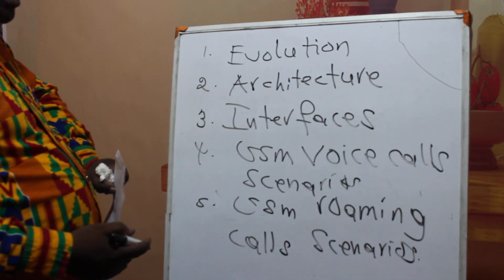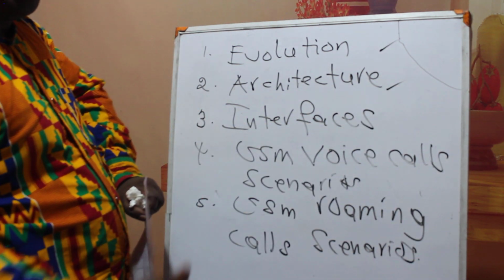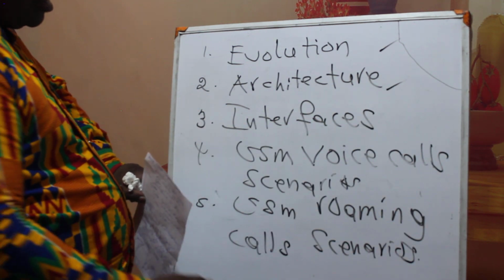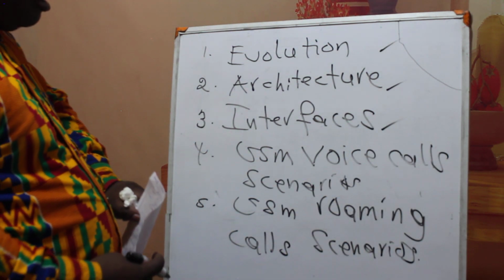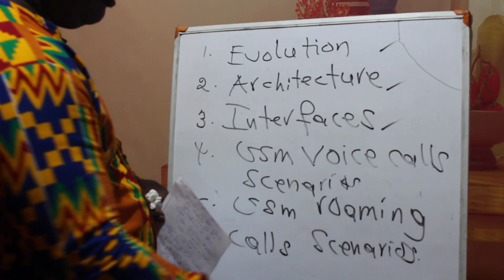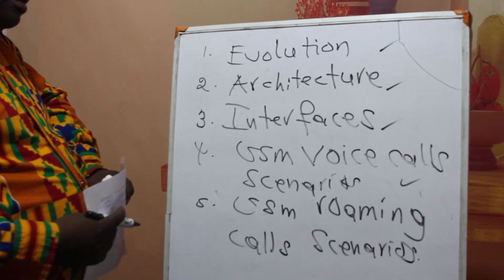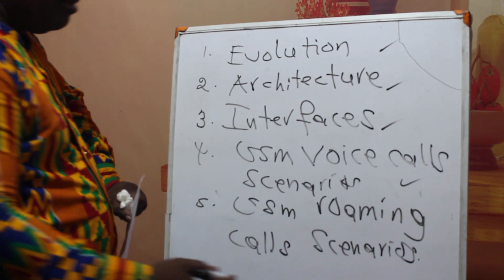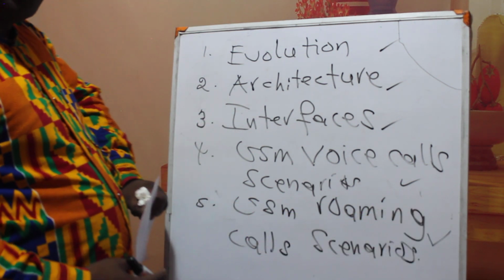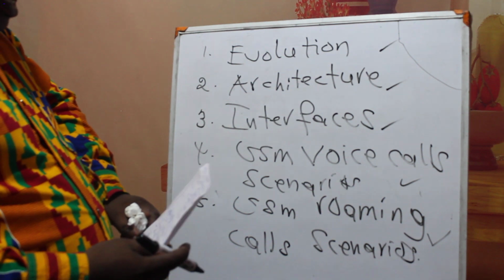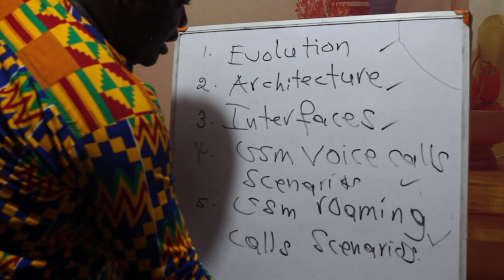So we're looking at the evolution of GSM, we're looking at the architecture, what entails the GSM infrastructure, and then we're looking at the interfaces under the GSM network, and then we'll have a look at some of the GSM voice call scenarios that you can get, and then we'll be looking at the various roaming services scenarios that you can talk about under GSM. So we'll be looking at first the evolution.